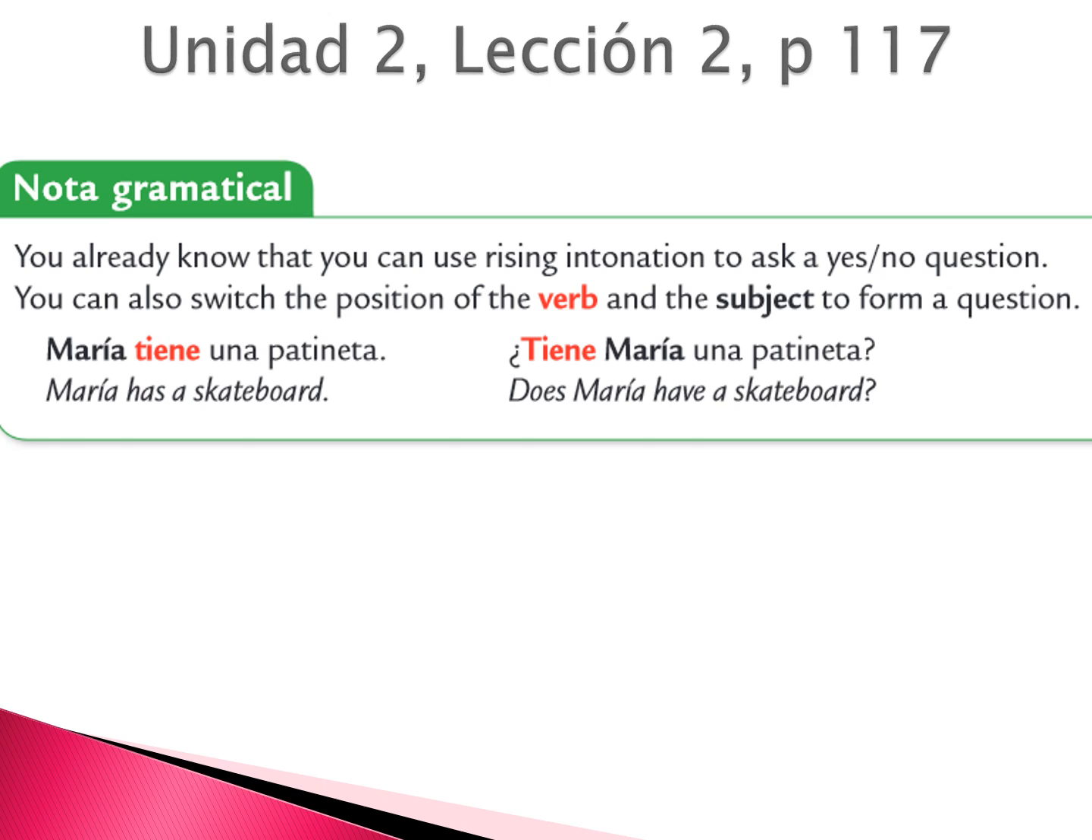Nota gramatical, página 117. Grammar note, page 117. You already know that you can use rising intonation to ask a yes or no question. You can also switch the position of the verb and the subject to form a question. María tiene una patineta. Maria has a skateboard. ¿Tiene María una patineta? Does Maria have a skateboard?